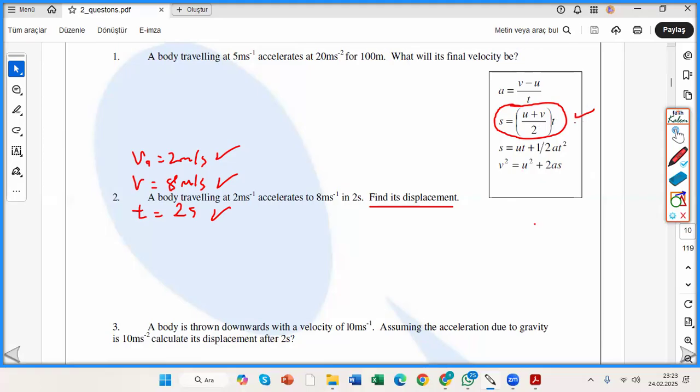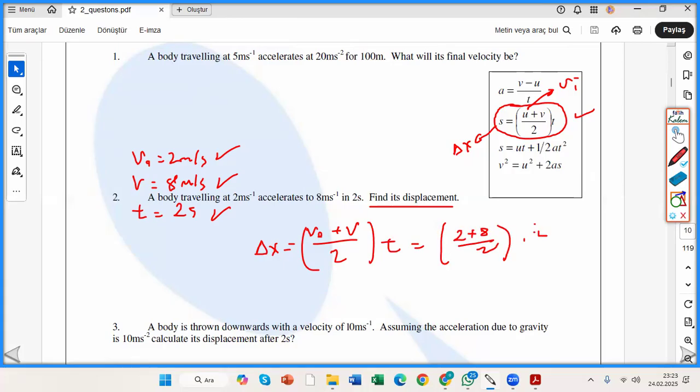So that's why we can use this formula. As you can understand once again, rather than s, we use delta x, and rather than u, we use v initial. So yes, delta x is v initial plus v final over 2, times t. In other words, 2 plus 8 over 2, times 2. So it is 10 meters, as you can realize.